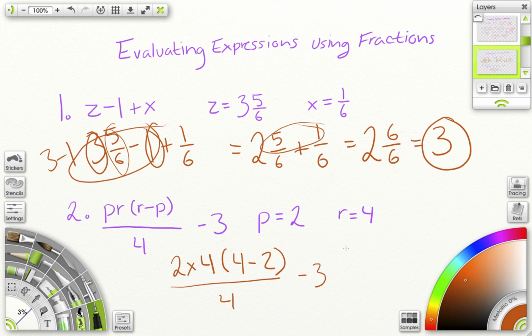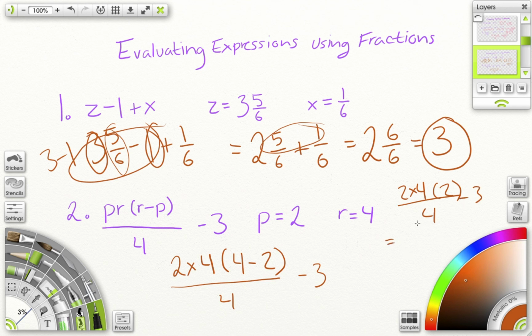Now I can do my operations. I do my brackets first. So I have 2 times 4. I'm going to try and do this over here. So 2 times 4. 4 minus 2 is equal to 2. And I have over 4 minus 3.